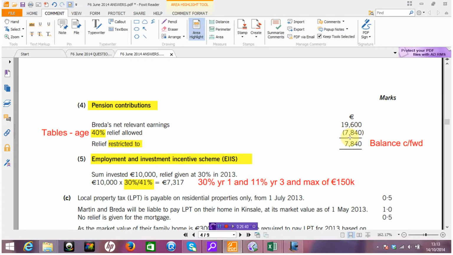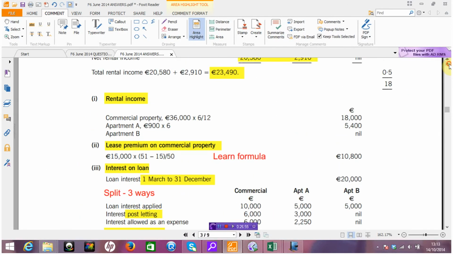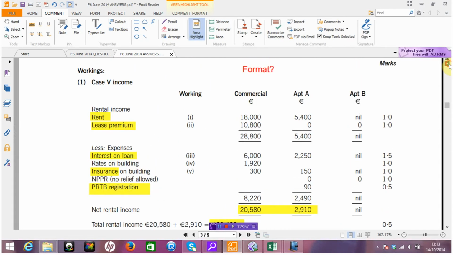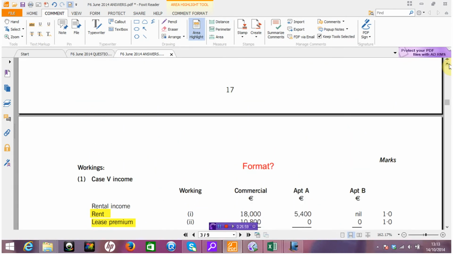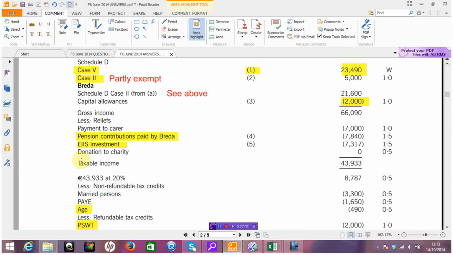And I seem to recall from the question that the total pension contribution paid out was in fact 8,000. Therefore, any balance on that would be carried forward to the following year. Okay. The next point in the question was this issue of the EII, in other words, the investment for subscription of shares. So really what we've got there is a deduction of 7,317.